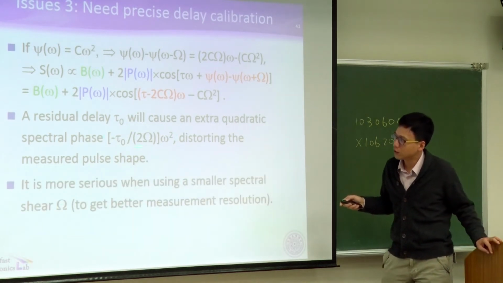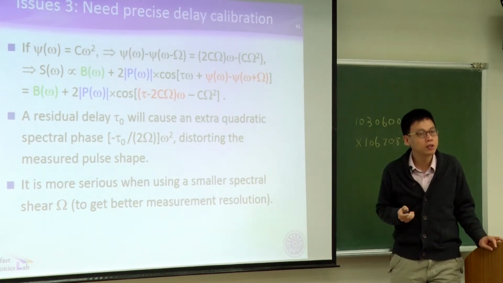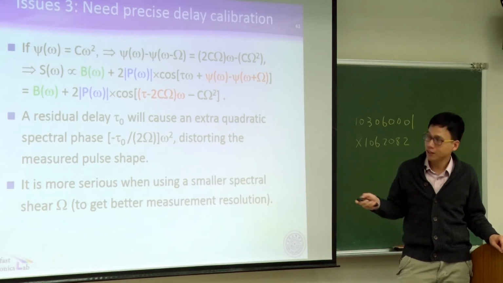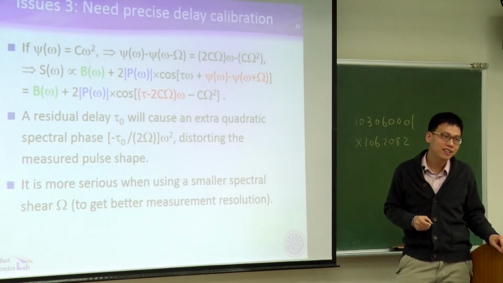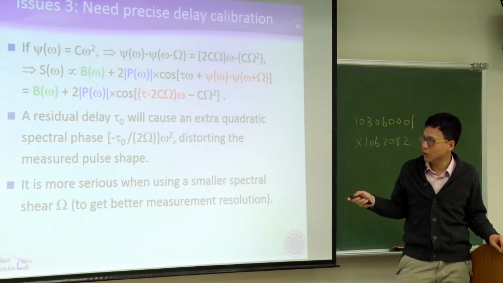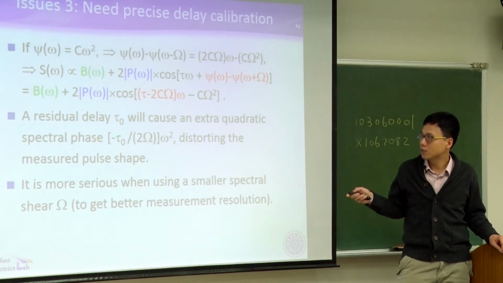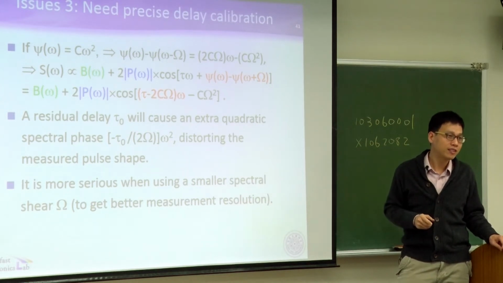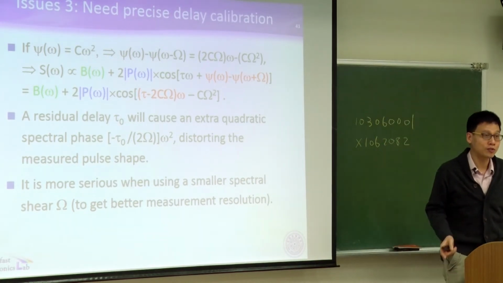And this formula shows the problem will be more serious if you use a smaller spectral shear, big omega, right? The smaller the big omega, the larger the error coefficient. So when you try to push your spectral resolution by using a small spectral shear, you will exacerbate the delay calibration issue. Any small error about delay calibration will give rise to big error about your chirp rate measurement. Any question?